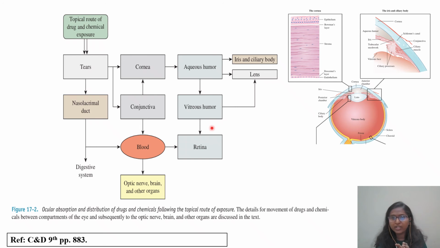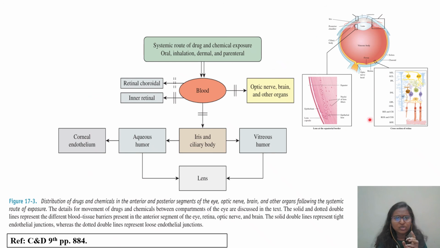Okay. Also, one diagram is given about the eye and its structure: the cornea, iris, what the different parts are. So please read in detail. And also go through page number 884, where, after the earlier diagram of absorption and distribution, here is the distribution of drugs and chemicals in the anterior and posterior segment of the eye, optic nerve, brain and other organs following the systemic route of exposure. So apart from local toxicity, once the drug is reaching through the nasolacrimal tract into the systemic circulation, the details of the movement of drugs and chemicals between compartments of the eye are discussed in the text.